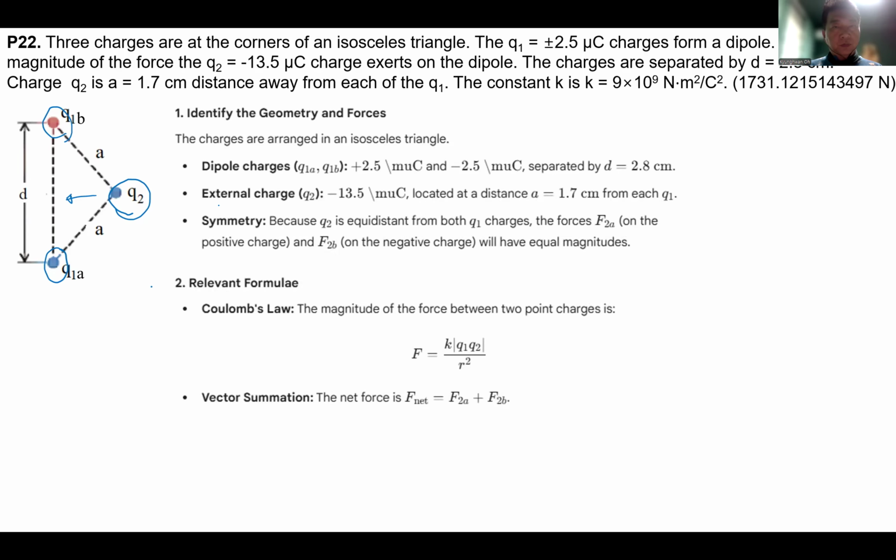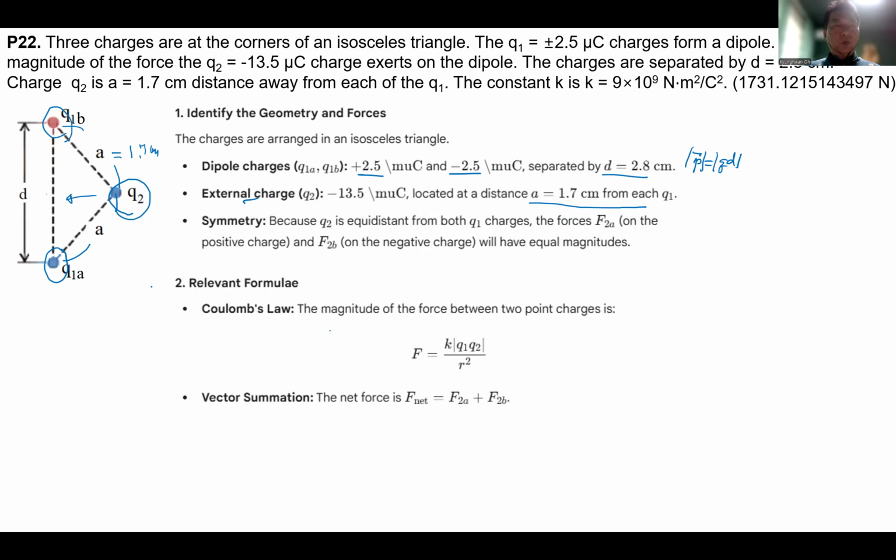So we have the charges given, and the separation is given, so it forms a p equals qd. So you know what the dipole moment is. And then there is an external charge Q2, and it says 1.7 centimeters from each Q1, so the distance between them is a, which is 1.7 centimeters. Same as this.